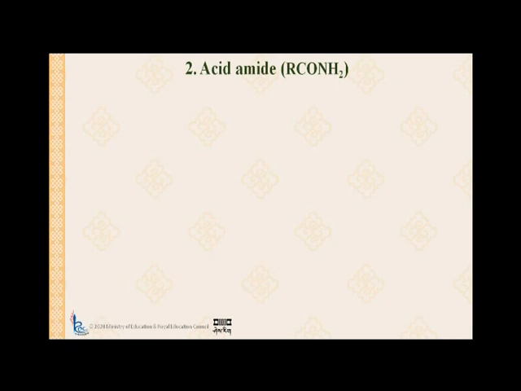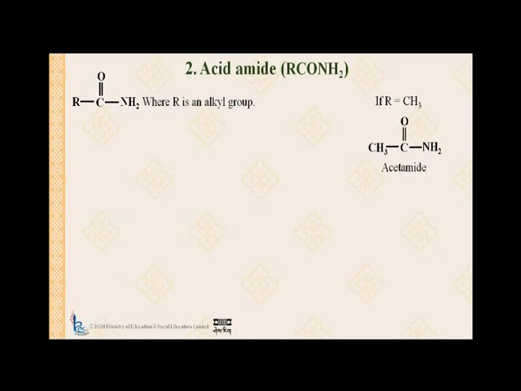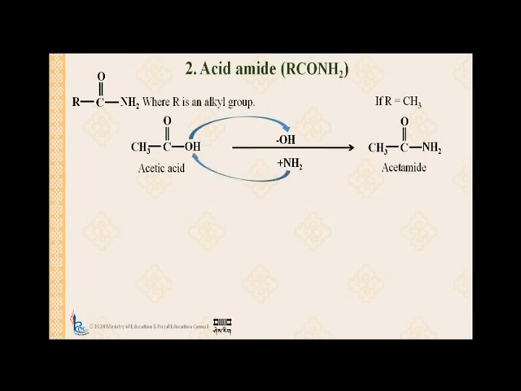The second derivative of carboxylic acid is known as acid amide, where the OH group is replaced by NH2. So we get a general formula, RCONH2. Similar to that one, this R is an alkyl group, and in case the R is CH3, then we get CH3CONH2, known as acetamide. And how did we get the name acetamide? We have to look back to the parent acid. The parent acid is acetic acid, and from that acetic acid you have removed the OH and replaced it by NH2, then you get a name known as acetamide.